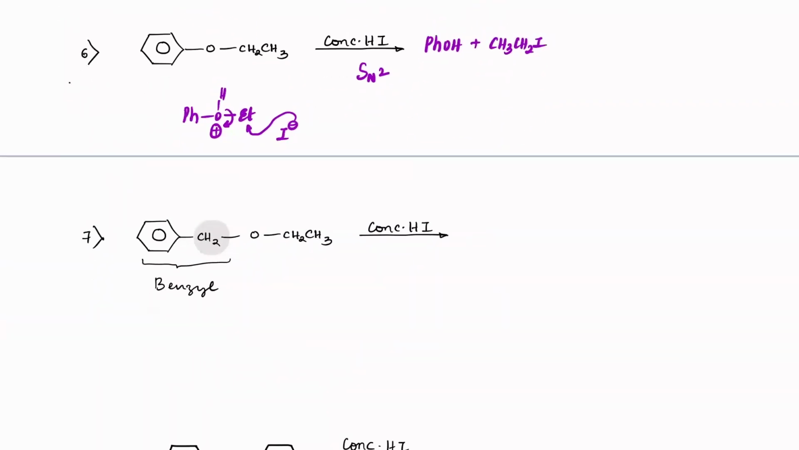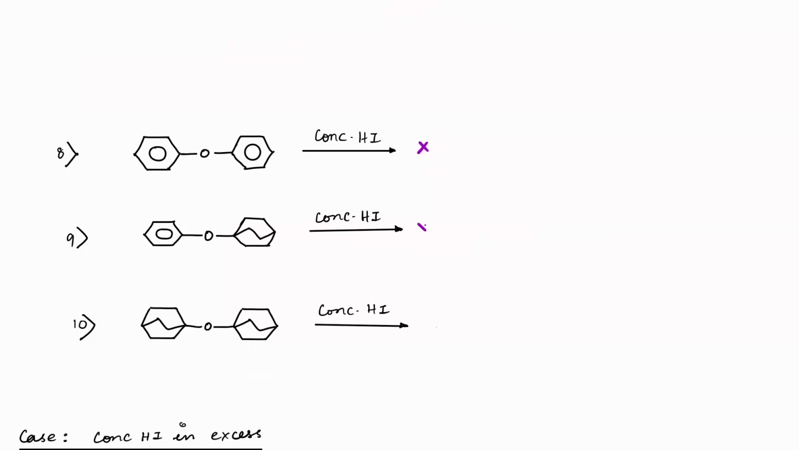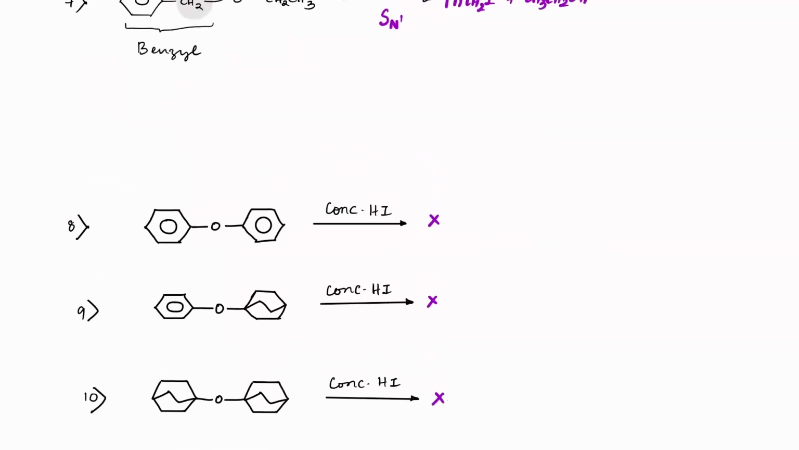Seventh case, this is benzyl. Benzyl is a very stable carbocation, so you will report via SN1 mechanism as PhCH2I plus CH3CH2OH. Okay. Now, in this case, no reaction, no reaction, no reaction. Got it?